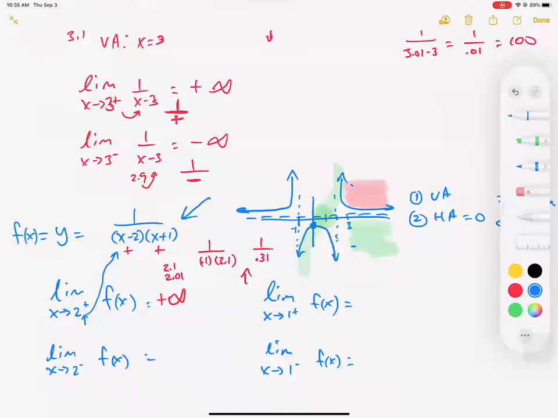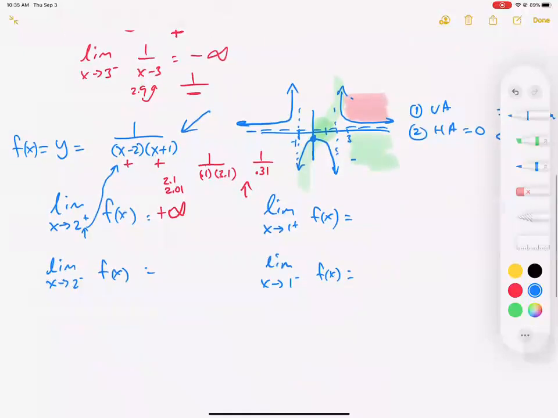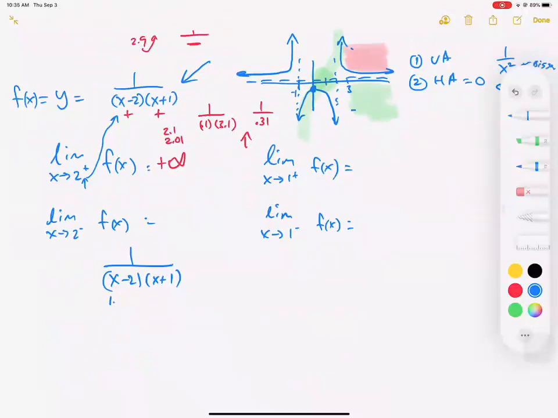So now that we did the right side, let's do the left side. So I'm going to rewrite it down here so you guys can see it. x minus 2 and x plus 1. So if I pick a number on the left side, like 1.99, really close to 2 but from the left side, we realize that the x minus 2 would be negative and the x plus 1 would be positive. And a positive divided by a negative and a positive is going to be a negative for us. So we know this is going to go to negative infinity.